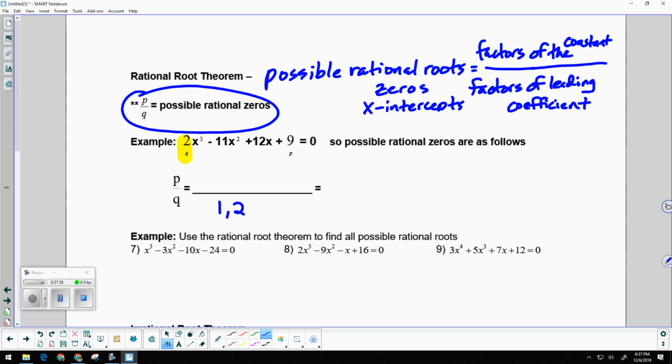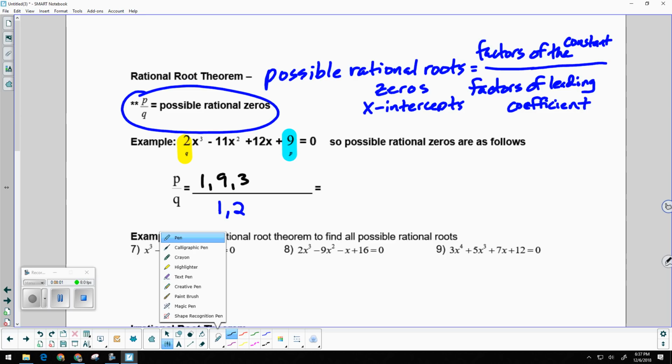Now the P are the factors of my constant. 9's my constant, so the factors of 9 are going to be my numerator or my P values. Well, what are my factors of 9? 1, 9, and 3.